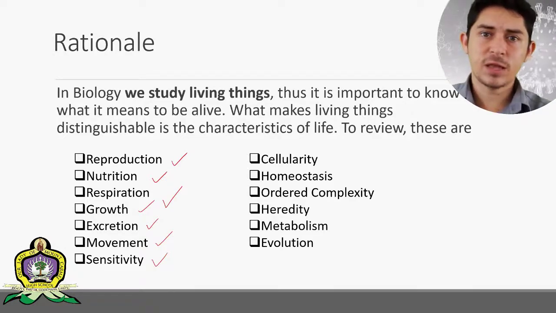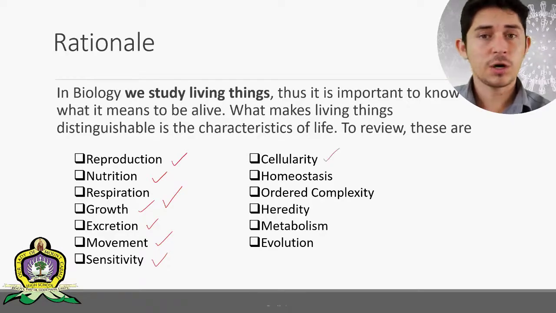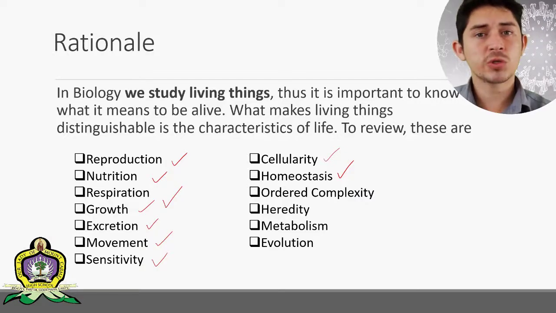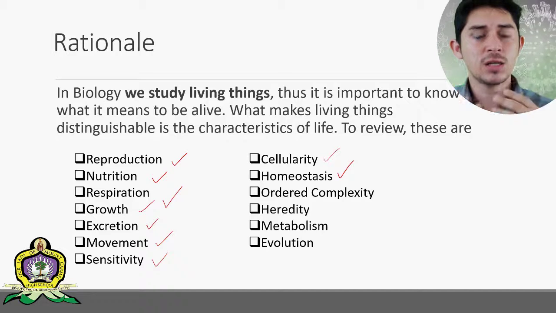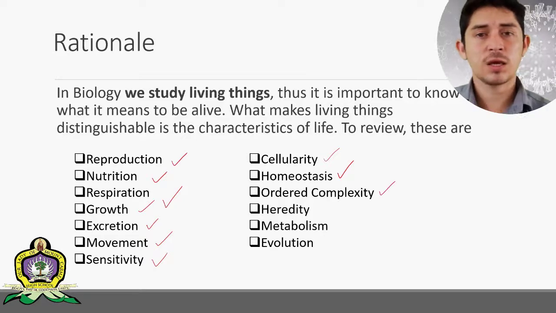Nowadays, living things also need to follow these characteristics. The first one is cellularity. Are they composed of cells? If they are composed of cells, they are considered living things. Do they undergo homeostasis? That means, are they able to maintain an internal environment of equilibrium? Do they have ordered complexity? That means, are they made out of atoms?